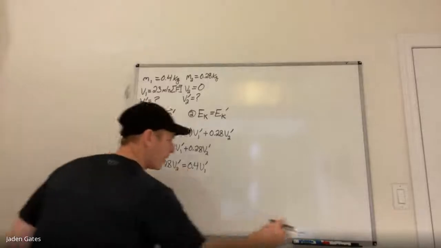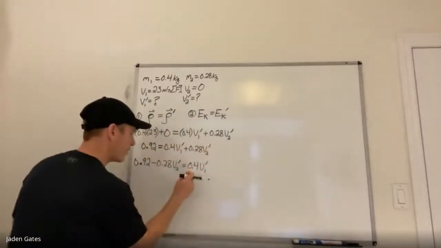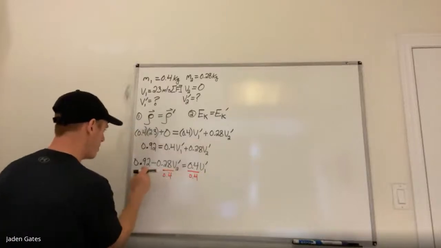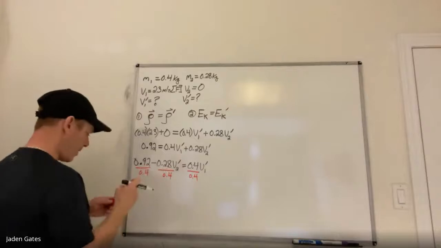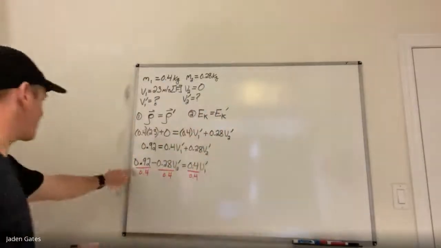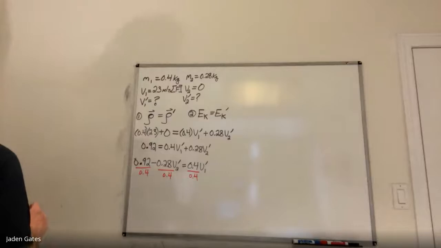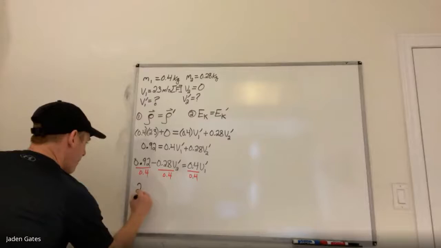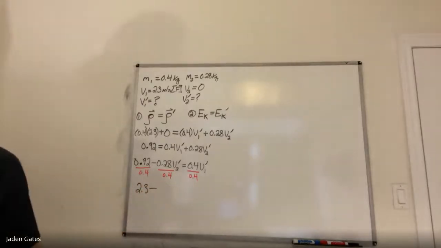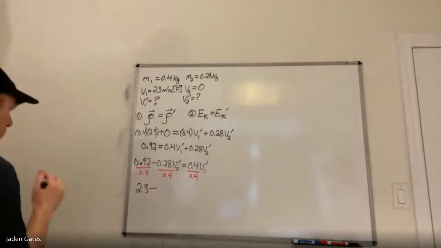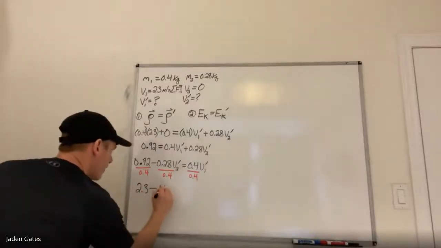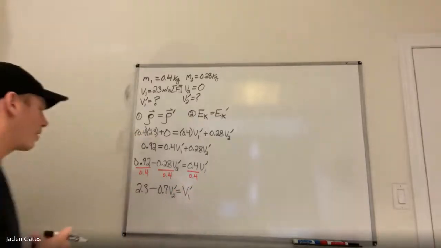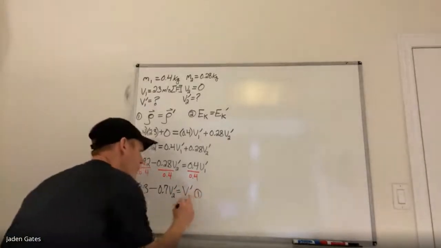All right, let's change colors here. So to get it by itself, I'm going to divide every term by 0.4. And yeah, I'm going to need some calculator here. So let's see, take 0.92 and divide it by that. I get 2.3 minus, let's see, 0.28 times 0.4 is 0.7 V2 prime is equal to V1 prime. Woo! All right. There it is, folks, equation number 1.